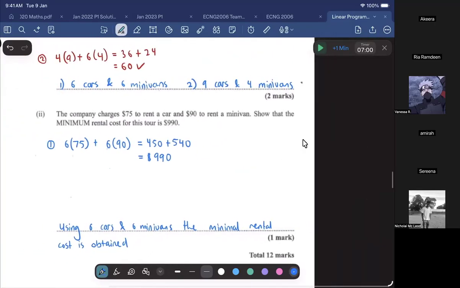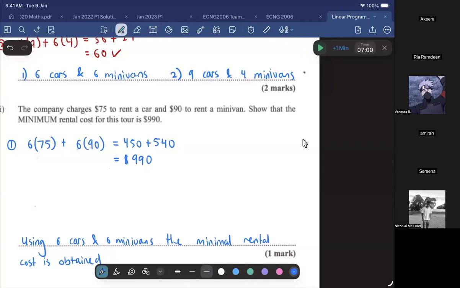Guys, if I use the second combination, do you think I'm going to get less than 990 or more than 990? What do you all think? Avinash, what do you think? I think you're going to get more, sir. I think so, right? Because they already told us that the minimum rental cost is 990, so this has to be the best option. But I know trust issues run deep, so let's see what will happen if I use the second combination.